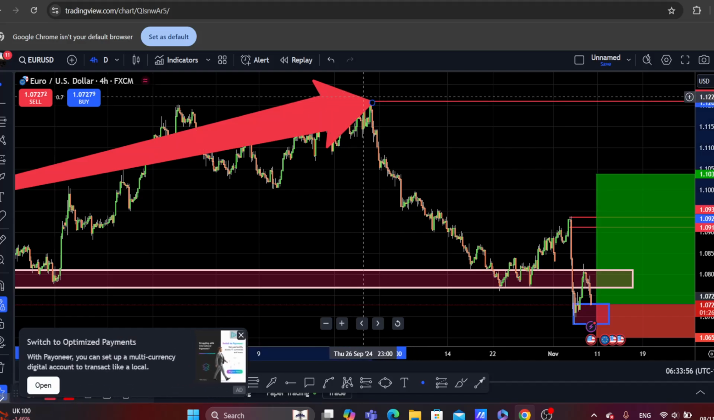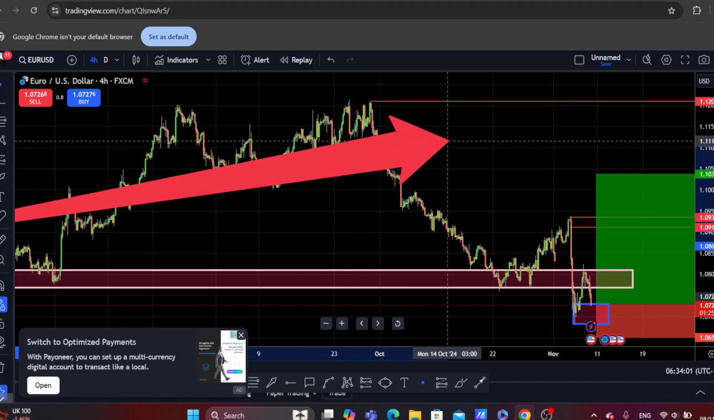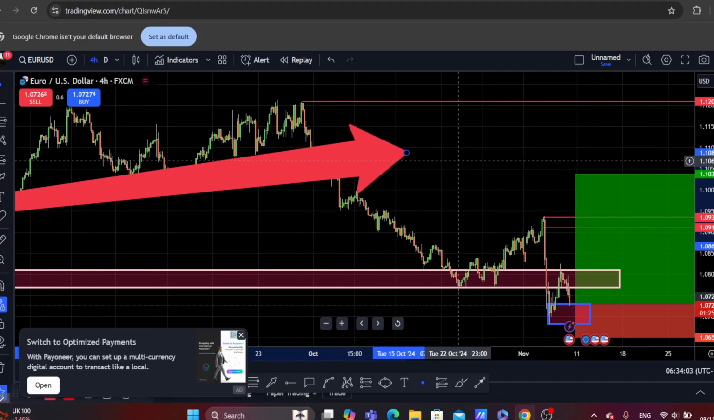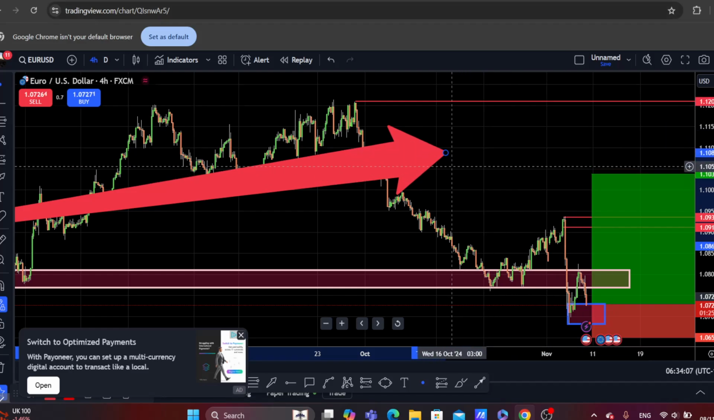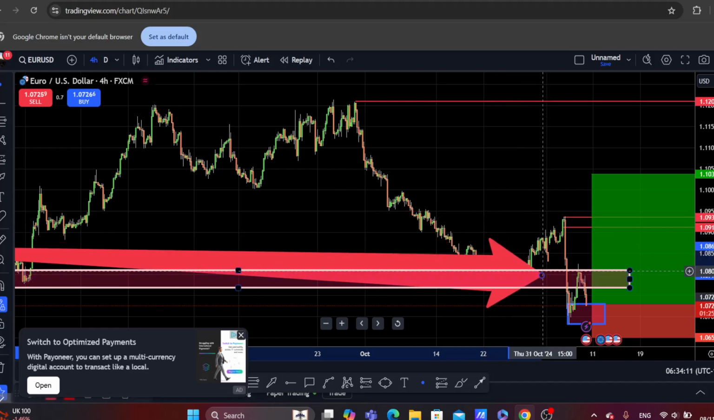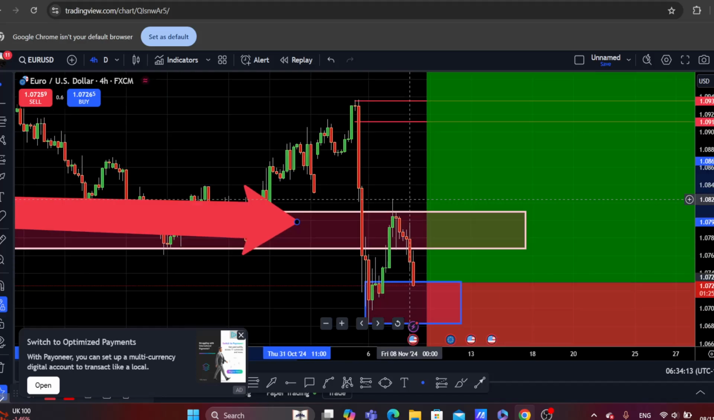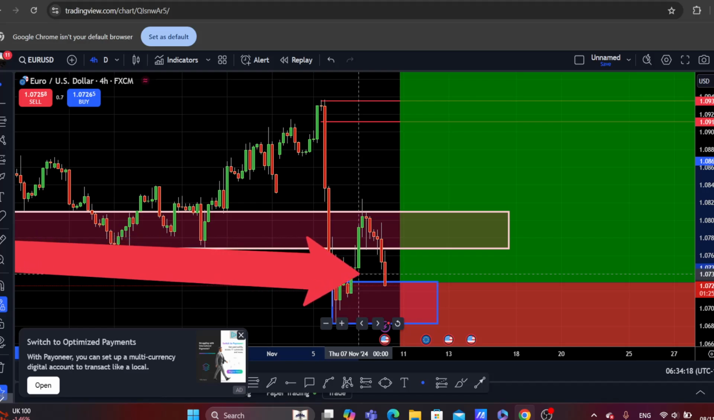Okay, so yeah, this is basically how I trade. Yeah, so Euro USD long, I've just gone long, and I will hold on to my trade till the market close tonight. So hopefully this will be a profitable trade.